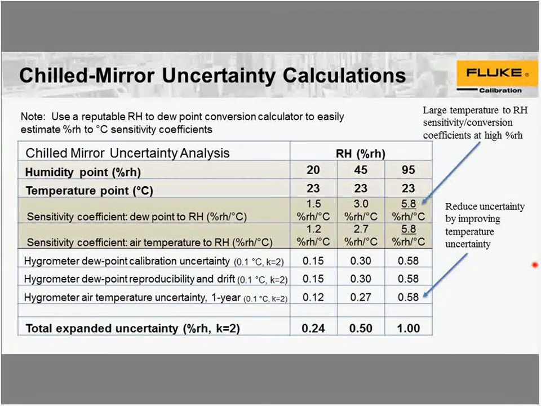Oh, how does the uncertainty of the RHapid-Cal, the Fluke RHapid-Cal, compare with a thunder chamber? The thunder chamber is specified at 0.5% RH. The RHapid-Cal is spec'd at 1% RH, and then again at 95% RH.